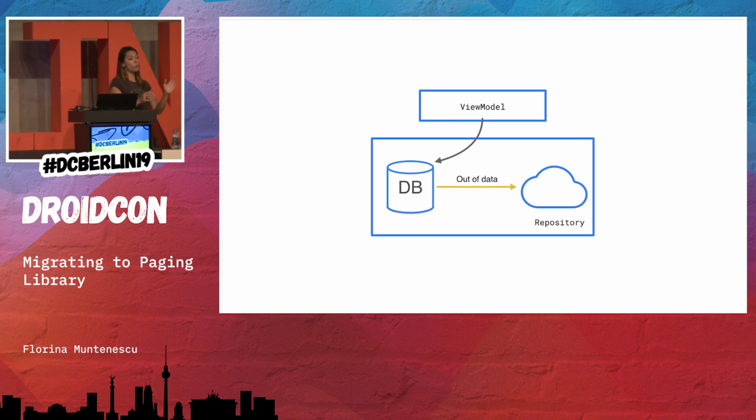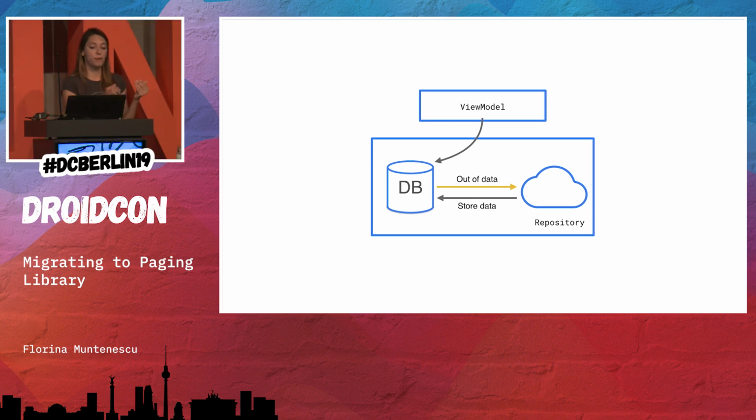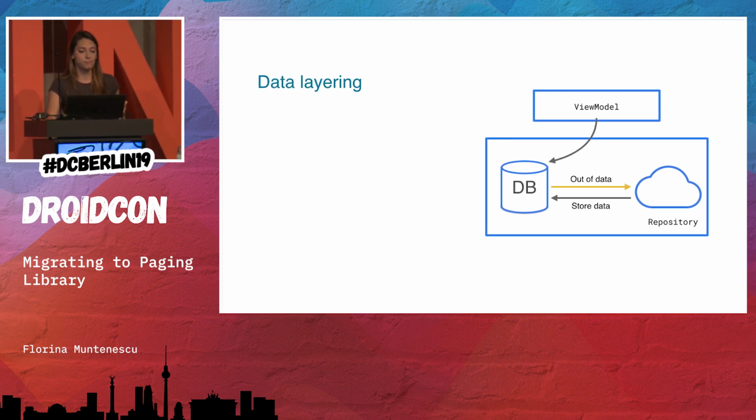So this means that only once you're out of data from the database, you would get the data from your backend. Once you get the data back, you would store it, and then your view model will just get the data from the database. Because you're using live data, it means that you'll be automatically notified when there's new data in the database.